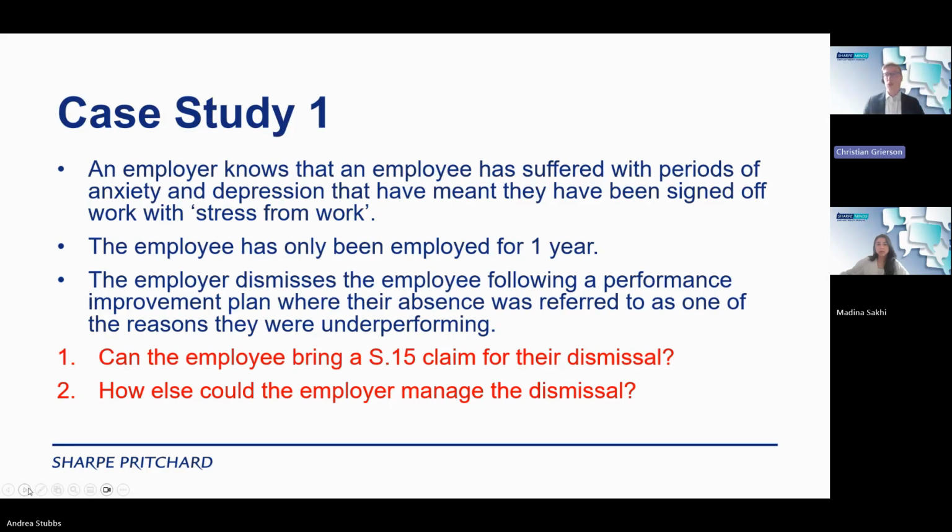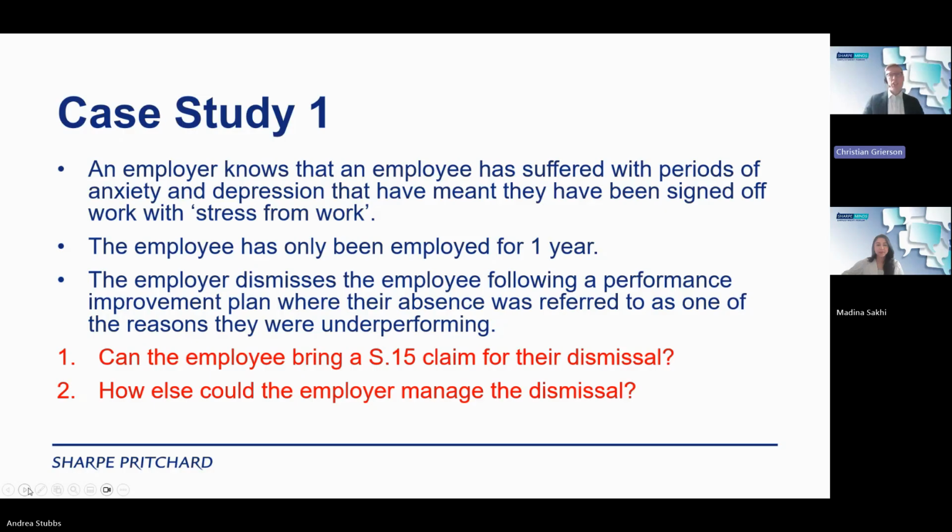So if you want to put any thoughts in the chat function, please do, for this practical case study. An employer knows that an employee has suffered with periods of anxiety and depression that have meant they have been signed off work with stress from work. The employee has only been employed for 1 year. The employer dismisses the employee following a performance improvement plan where their absence was referred to as one of the reasons they were underperforming. So my question is, can the employee bring a Section 15 claim for their dismissal? Give it a second if anyone wants to say anything in the chat function.